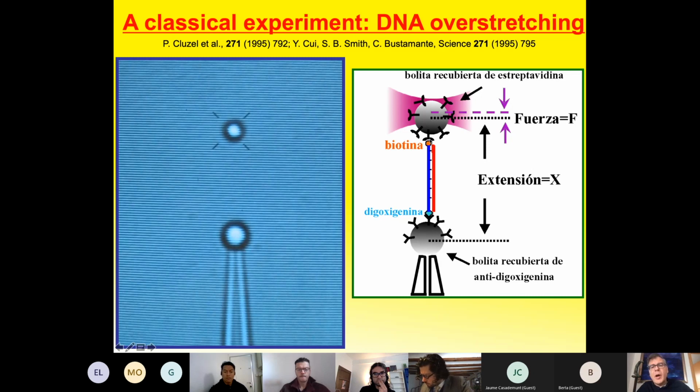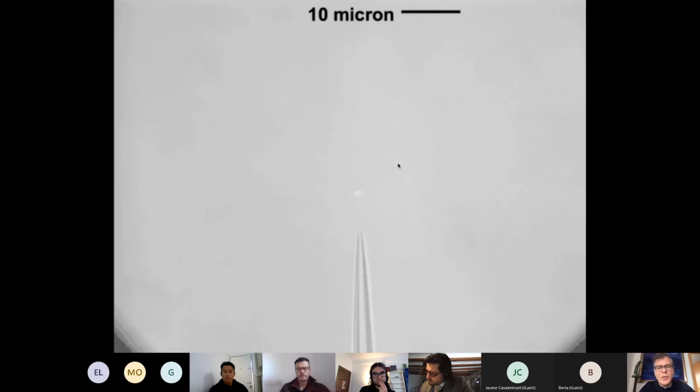contact. This is a near covalent bond which can resist forces up to hundreds of piconewtons. This is less effective. This is an antibody-antigen interaction. It's called digoxigenin anti-digoxigenin binding. It's much weaker, but overall, by putting several digoxigenins, we can reach forces that easily go to 100 piconewtons. And here I show you a video of the experiment in which we immobilize the 2 beads.